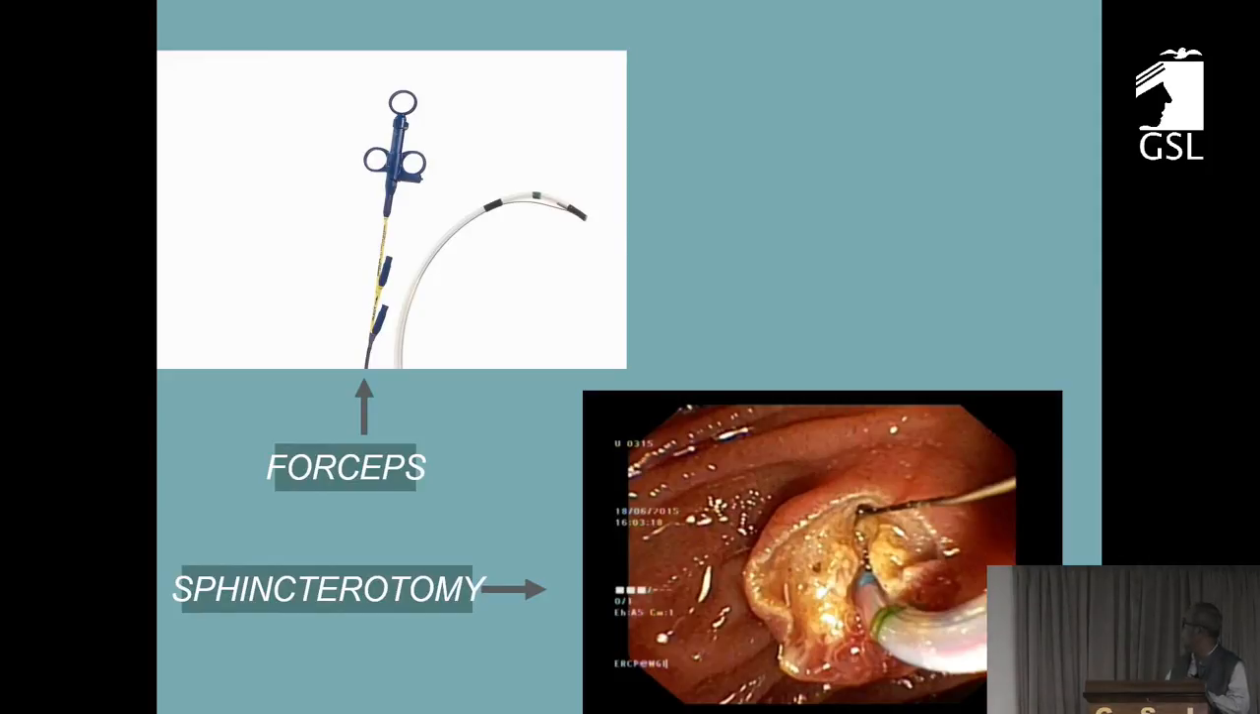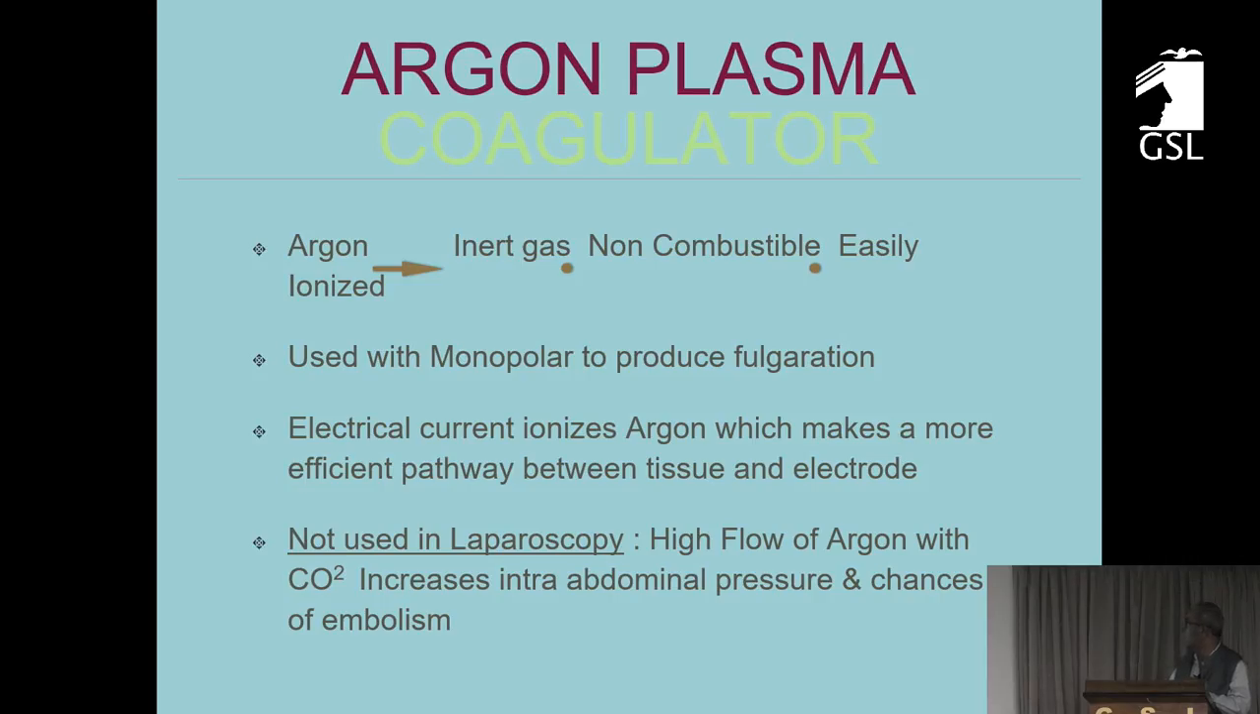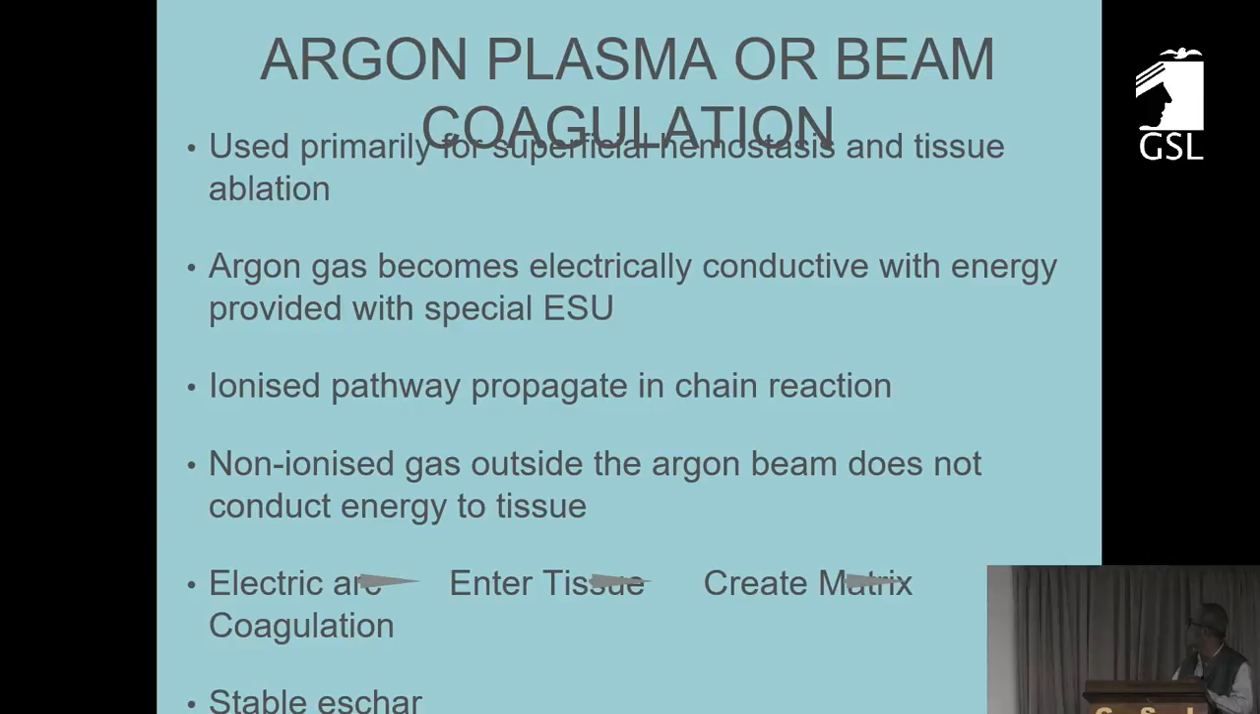Now, lastly, we come to the argon plasma coagulator. Argon is an inert gas, non-combustible. It is easily ionized. It is used with monopolar to produce fulguration. Electrical current ionizes argon, which makes a more efficient pathway between tissue and electrodes. It is not used in laparoscopy, but used in endoscopy. It is used primarily for superficial hemostasis and tissue ablation.